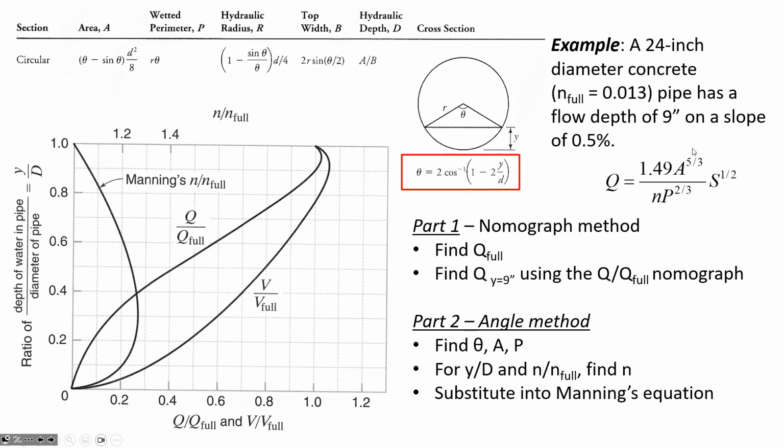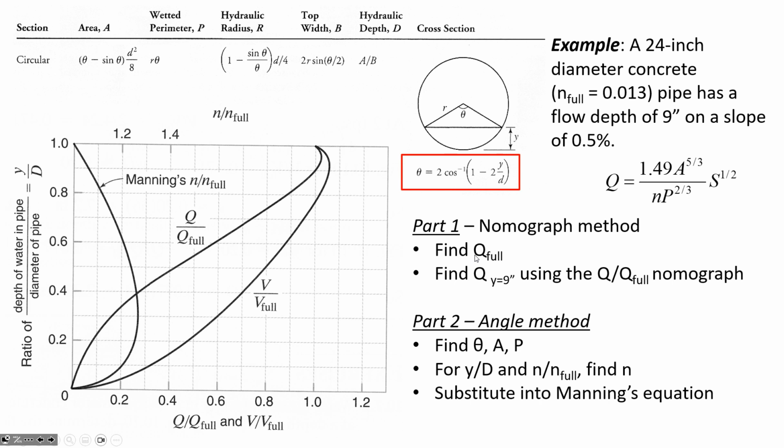So that's what it would be if it was full, but it's not. It's flowing at 9 inches. And so what is Y to D? It is 9 inches out of 24 inches, so that ratio is 0.375. Okay, so we go to this figure and we find 0.375. So here's 0.3 on the vertical axis, here's 3.5, here's 3.75. Now I'm going to go over and intersect this curve.